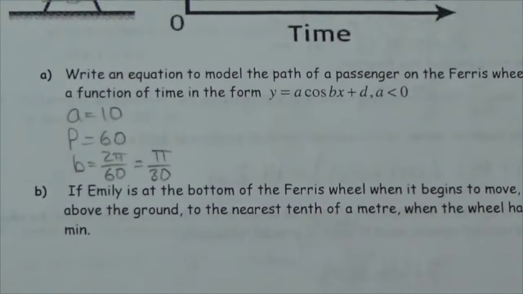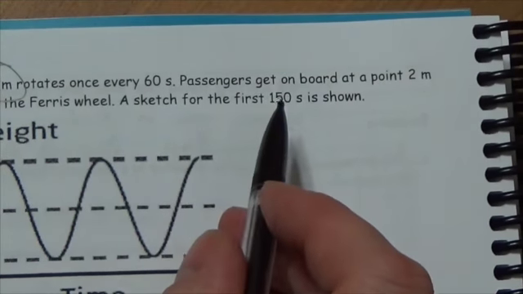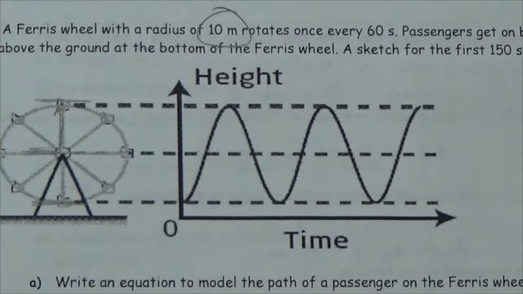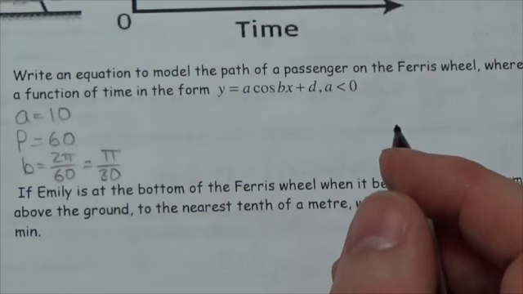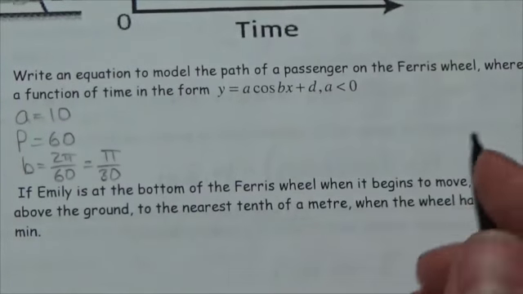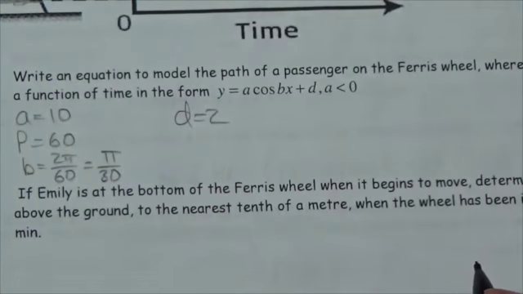But this is the point of difficulty. Now, when we go back up and read this question, it says passengers get on board at a point 2 meters above the ground. So what tends to happen for the most part is that people will tell me, oh, well, D must be 2, because that was the other number that they gave us. It's got to be 2.